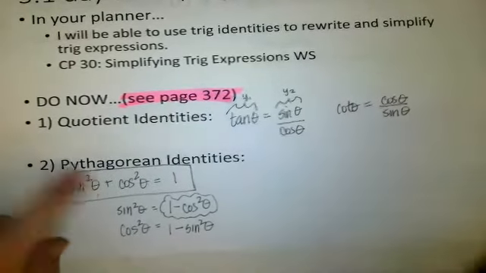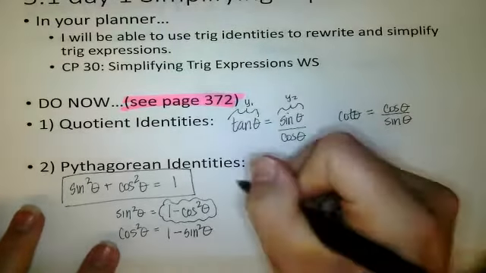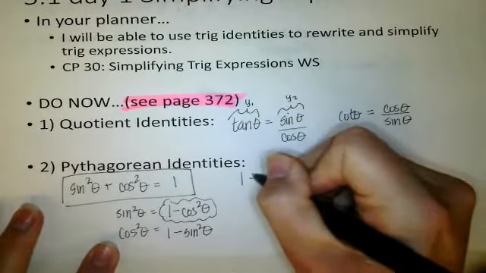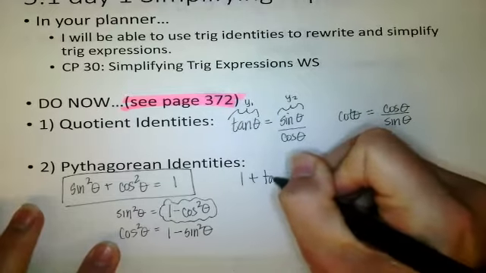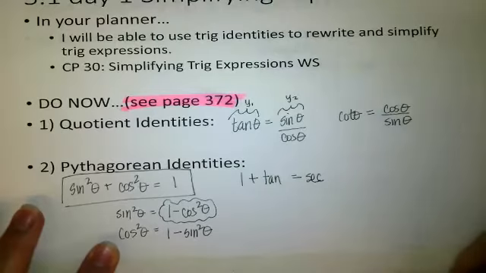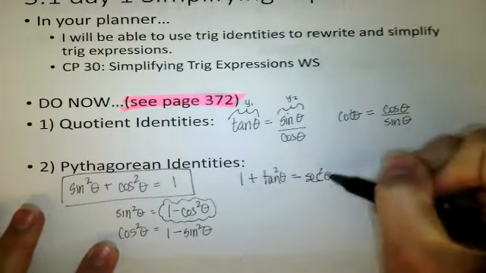So that was one Pythagorean identity. The others had special little sayings. I don't know if you remember, but one adds a tan by the c. One adds a tan by the c. That would be 1 plus tangent squared theta equals secant squared theta.